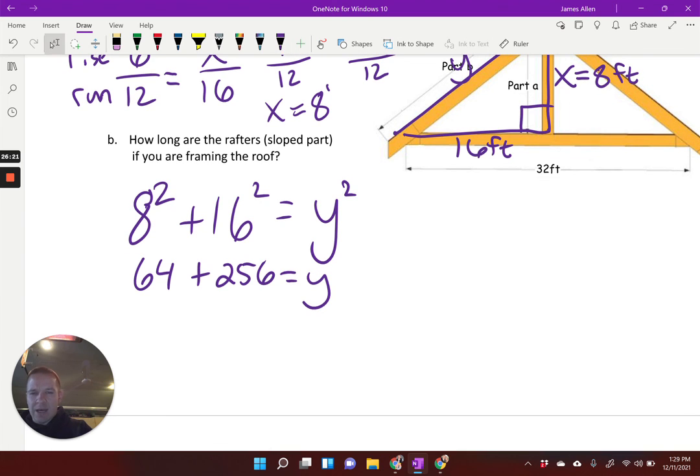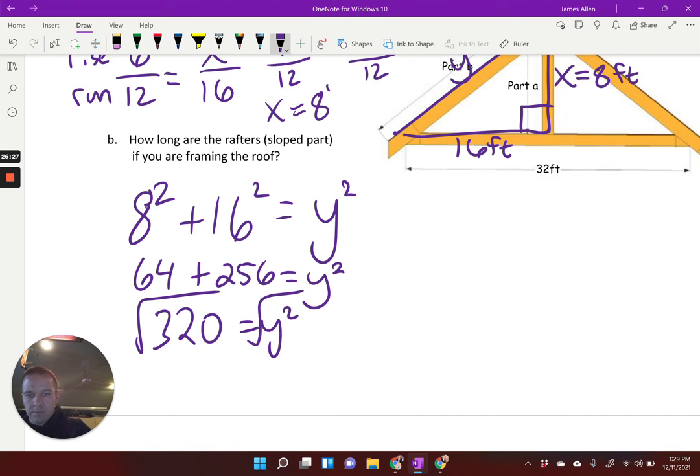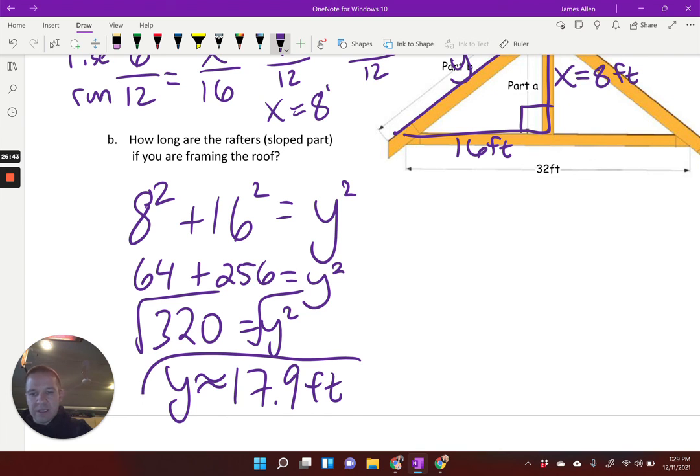So that's 320. And then I've got a square root. So let me just double check that. 8 squared plus 16 squared. I don't want to make a mistake. Yep, 320. Square root the 320, and I get 17.888, so 17.9 feet. Since this is an application problem, I will just go with decimals.